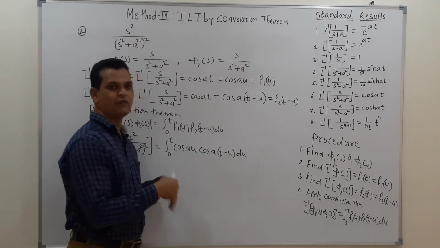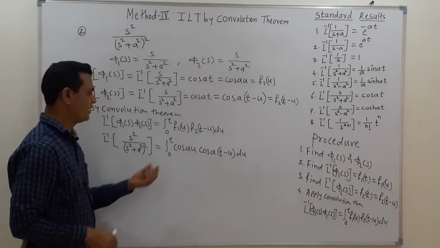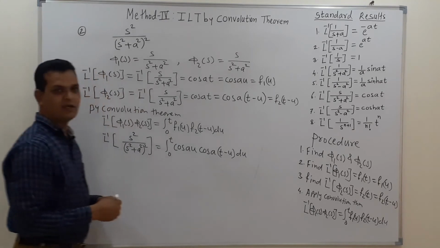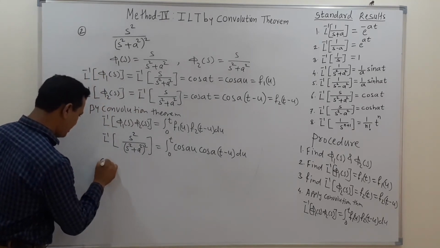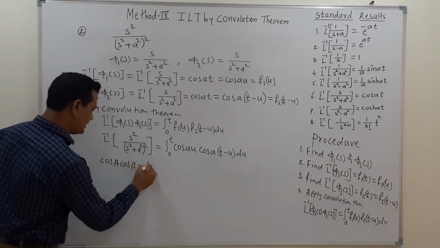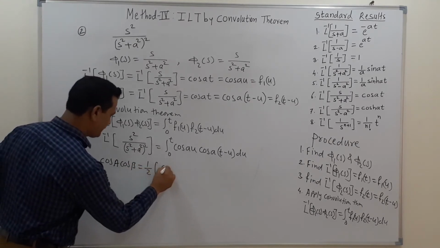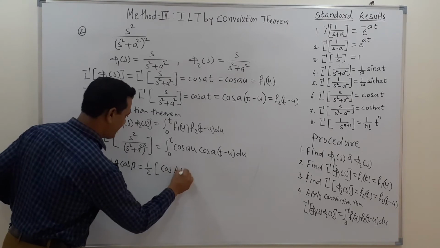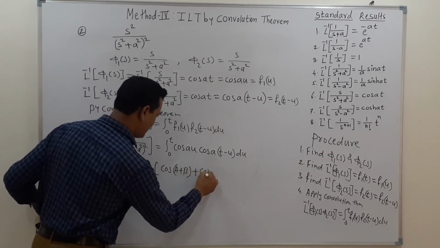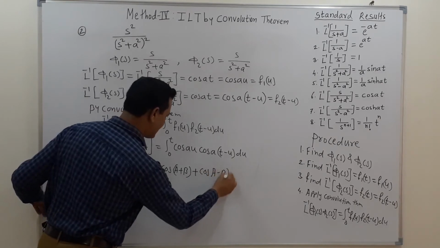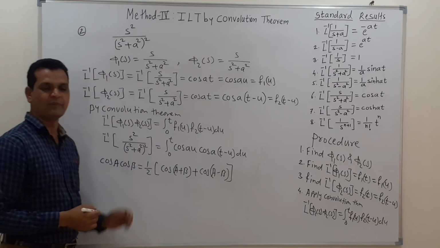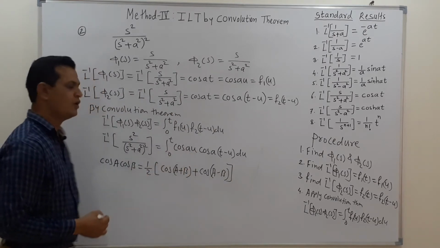So now to convert this equation in terms of a standard formula, we require a single term. Here a cos term is there, and we know that cos a cos b is equal to 1 upon 2 times cos of (a plus b) plus cos of (a minus b). So this is the formula which is applicable here. To find this integration, now put in the values.